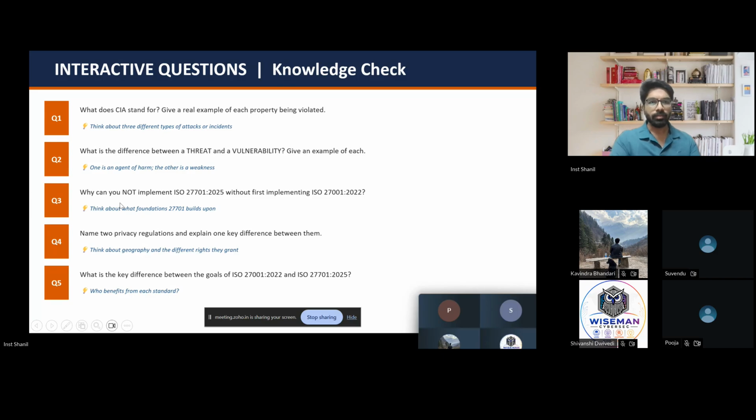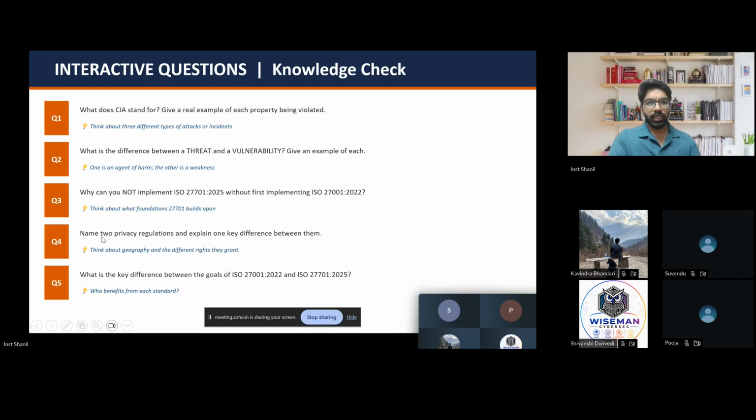Okay. Why can you not implement ISO 27701 without first implementing 27001? Because privacy information management is an extension to ISO 27001, first of all the 93 controls should be implemented, and then we should move towards the privacy controls, which are additional controls to ISO 27001.